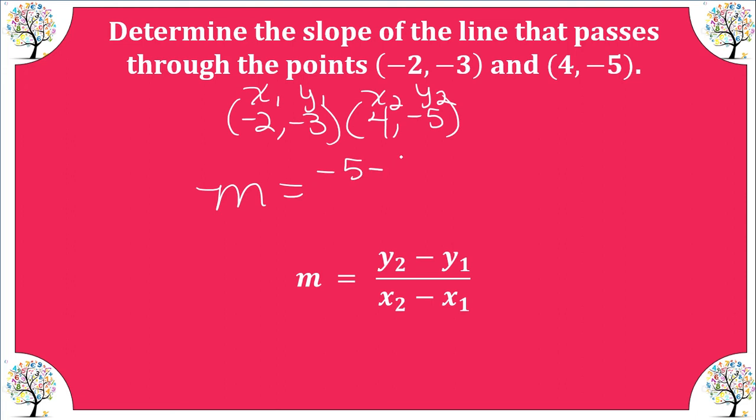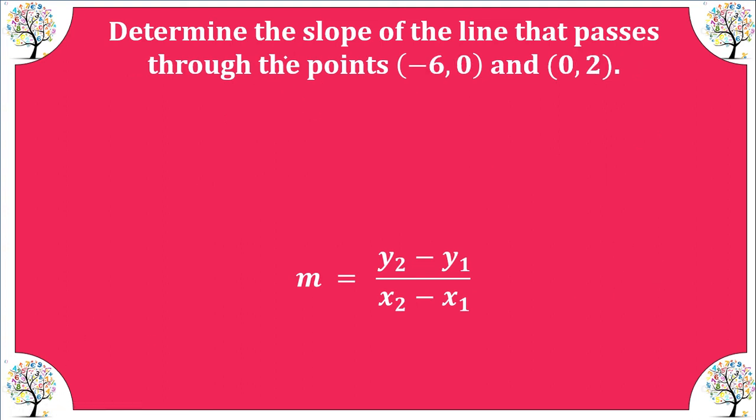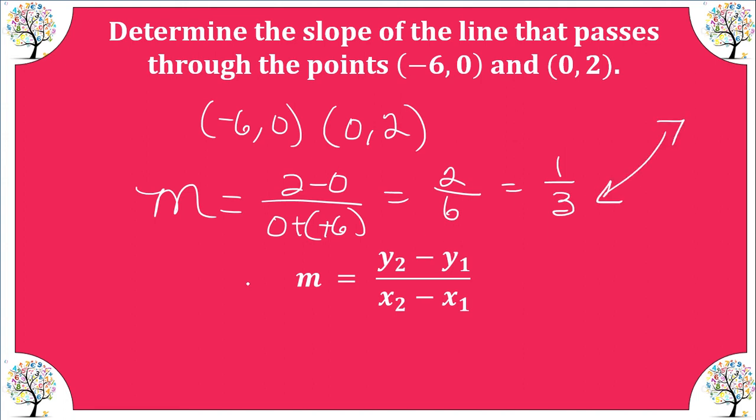The change of the y's compared to the change of the x's. Simplify, -1 over 3. This line slopes down. That slope tells me that. So the change of the y's compared to the change of the x's, and we simplify to 1 over 3. It's positive. It slopes upward.